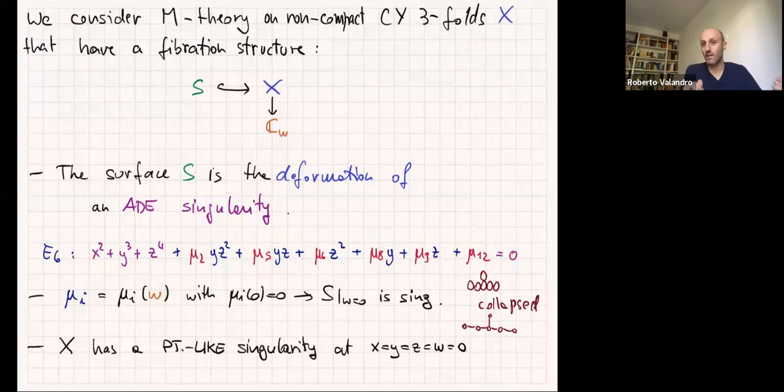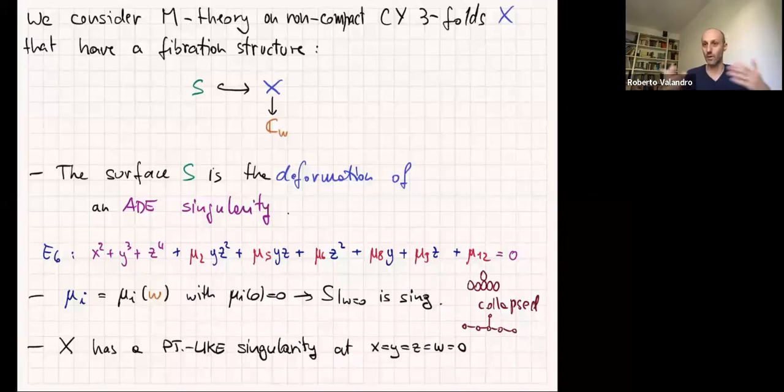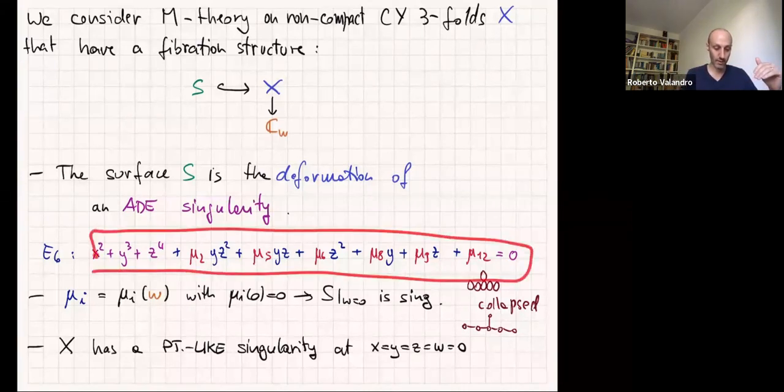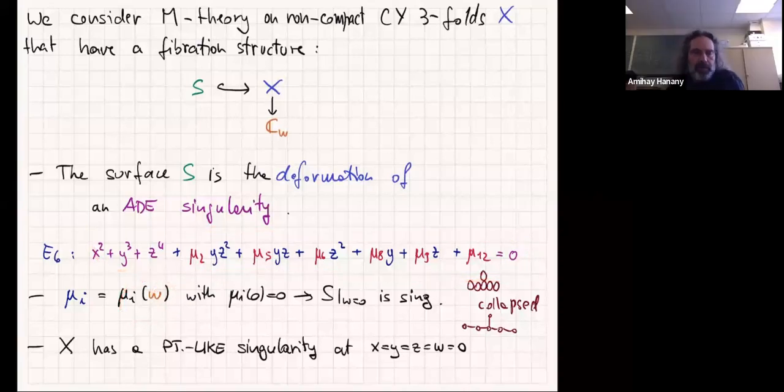Now I do something different. Instead of considering this with mu constant, I consider this with mu depending on an extra coordinate, W. The dependence on W is a trick, and we'll discuss later how you choose it. But after you have this dependence, then this is a hypersurface in C4. Okay, I understand. Thank you.